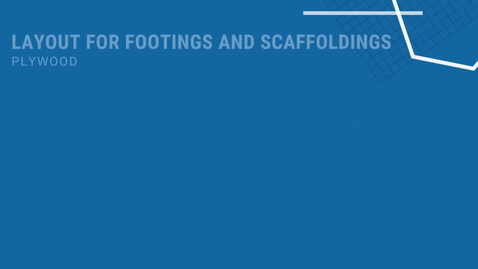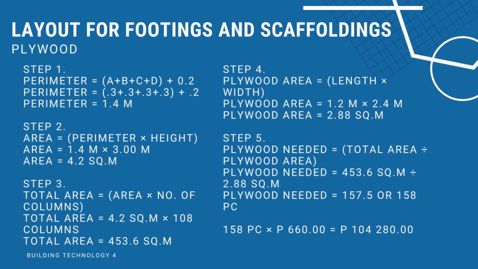To calculate for the plywood needed, step 1 is to get the perimeter. So the perimeter here is 0.3 plus 0.3 plus 0.3 plus ang additional joints nga 0.2. So the perimeter equals 1.4 meters. Step 2 is to get the area. To find the area, perimeter times height. So ang area kagina is 1.4 meters times ang height sang column, which is 3 meters. So the area is 4.2 square meters. So to get the total area, we multiply area times number of columns. So the total area equals 4.2 square meters times sa 108 nga columns.